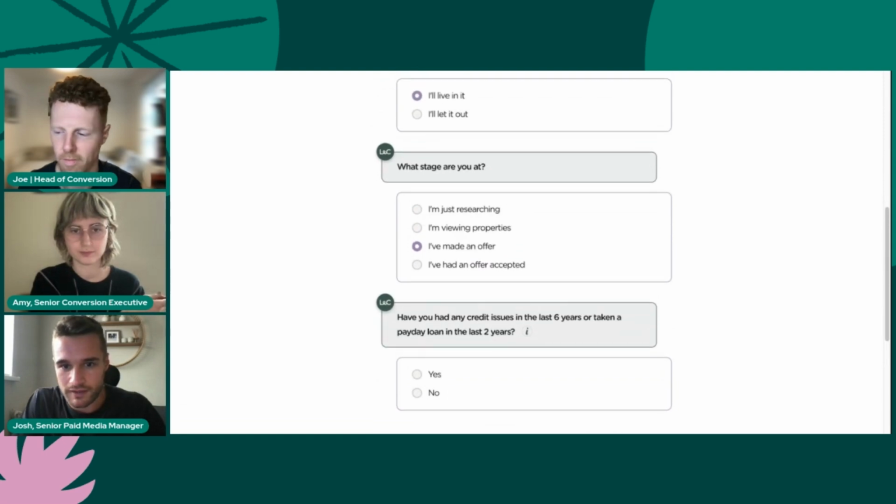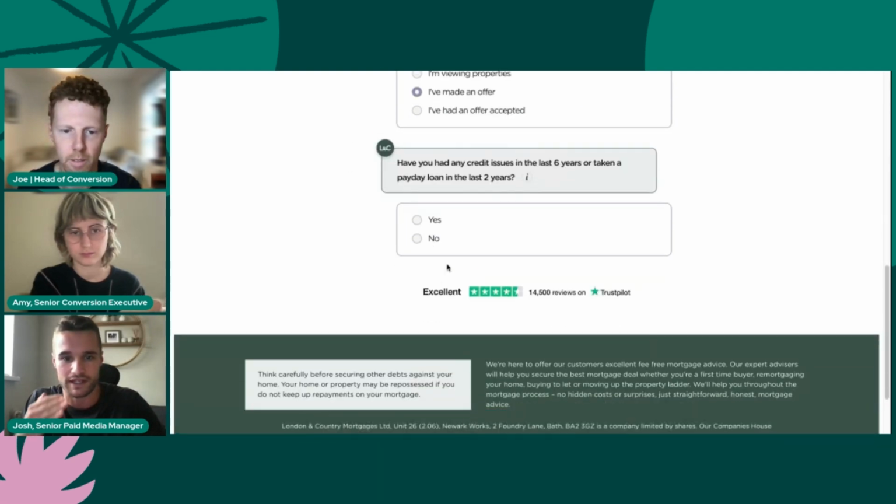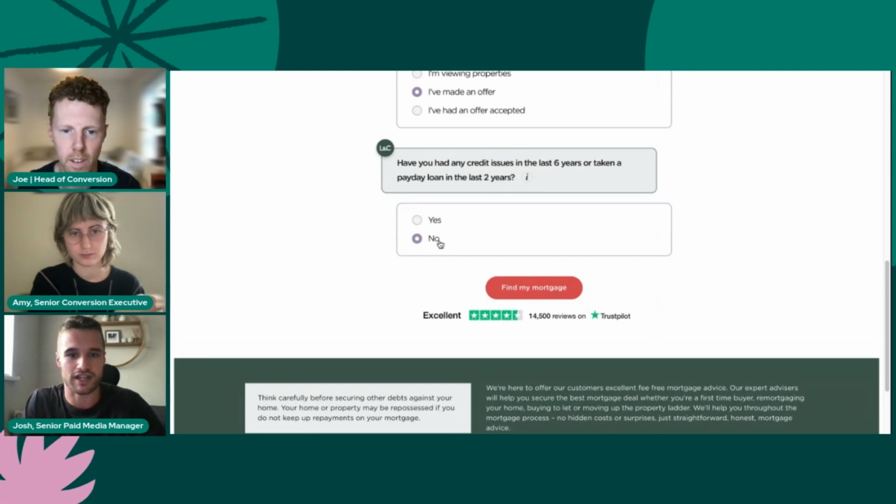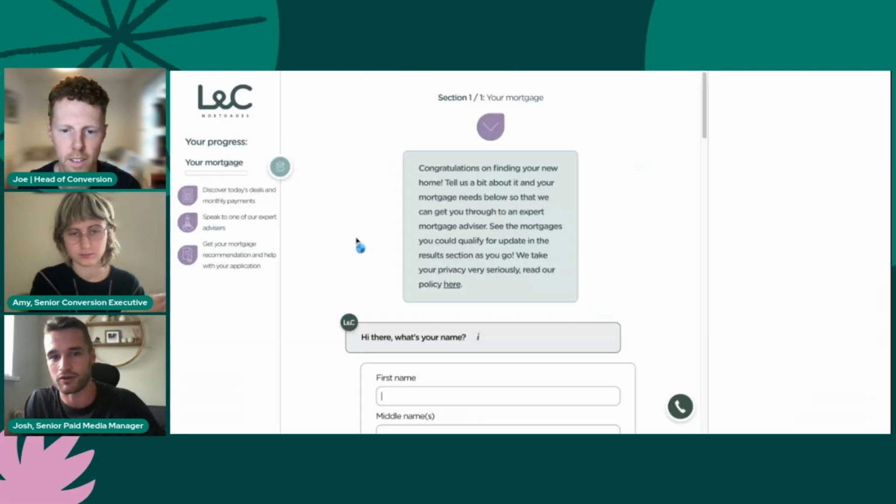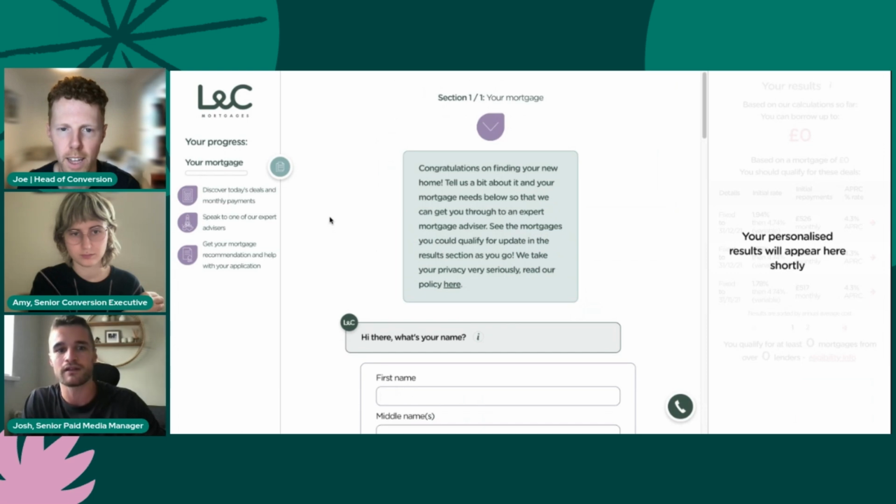In terms of what I would test on this, I think mine would come in the next section once you've filled out this first bit. So once you've gone through this initial, like you said, conversational piece, it probably goes into a bit more of a traditional form. It does, yeah.